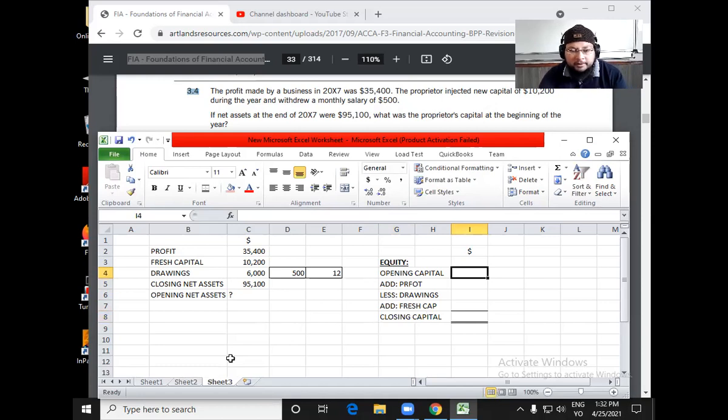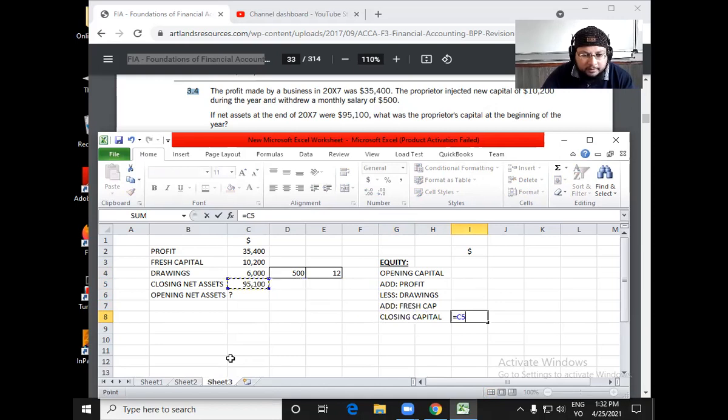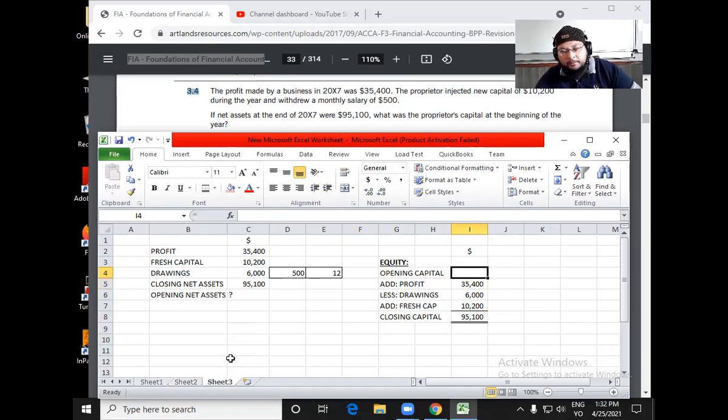Yes, closing capital. So do not get confused with net assets and capital. Both terminologies are interrelated and interchangeable. So here we'll put all the values. So closing net assets are given, which are basically 95,100. Fresh capital is 10,200. Drawings we have 6,000 and profit we have 35,400.